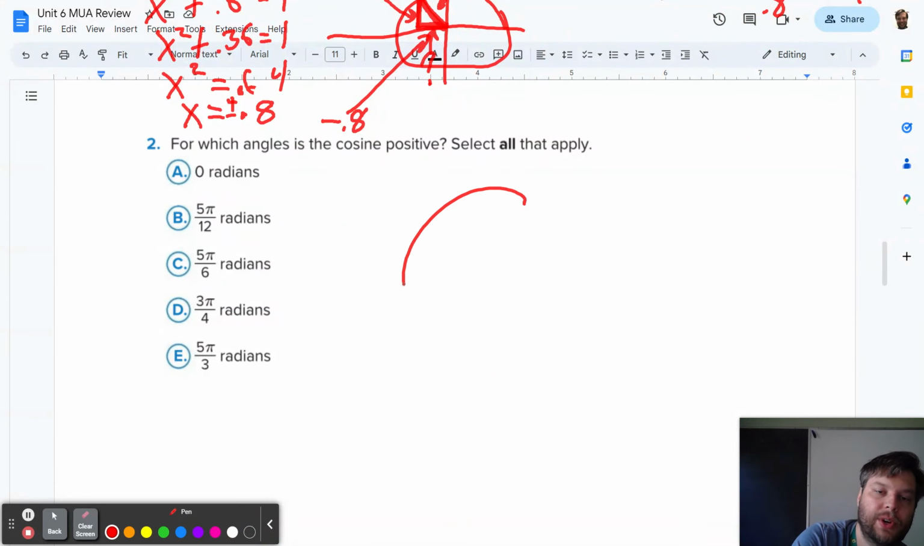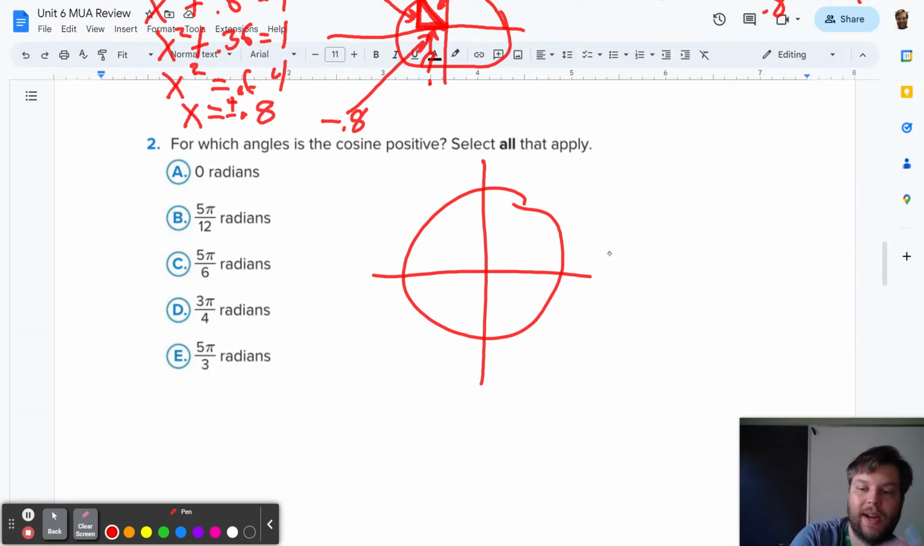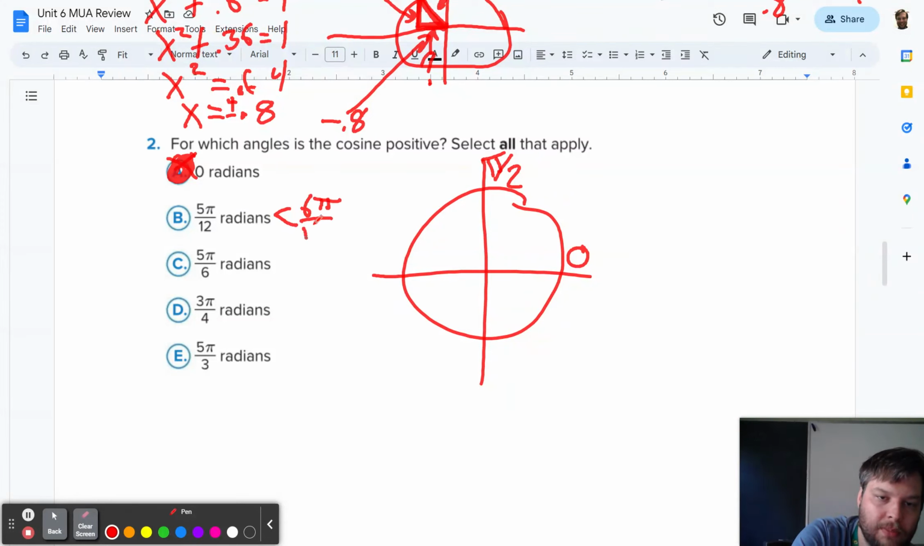For what angles is the cosine value positive? Okay, cosine is positive when we're on the right half of the unit circle. So 0 radians is good. This is pi over 2. So I know this one's positive here. Now the next one's kind of tricky, 5 pi over 12. But what I know is that 5 pi over 12 is smaller than 6 pi over 12. And 6 pi over 12 is a half a pi. And so I know 5 pi over 12 is kind of like this. It's pretty close to pi over 2. That means it's in the positive half of things.